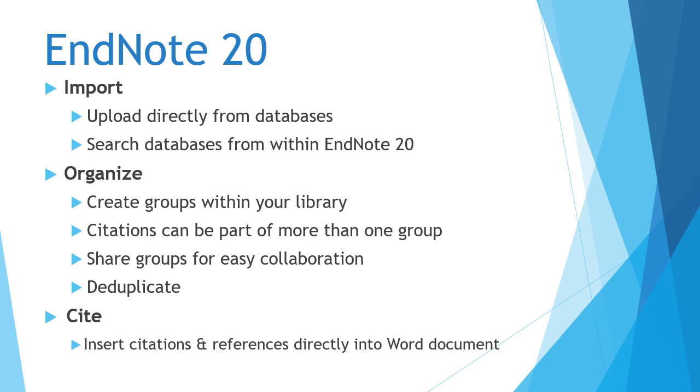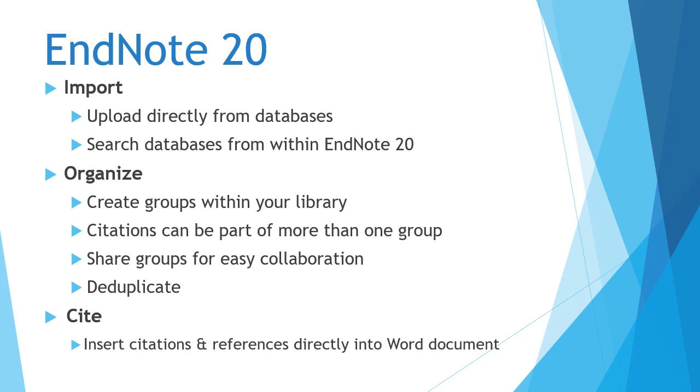EndNote lets you import citations directly from databases. You can also search certain databases from within EndNote, but I don't recommend doing so as you cannot access all the search features. Organize your citations into different groups for different projects or assignments. You create one main library and groups within it to keep track of your citations. You can share these groups with classmates and professors.